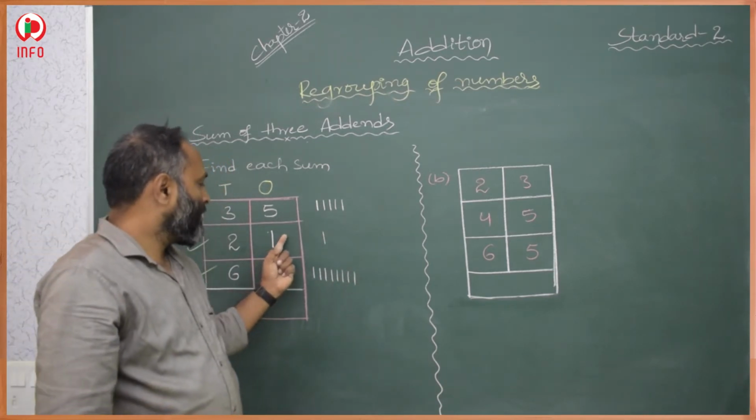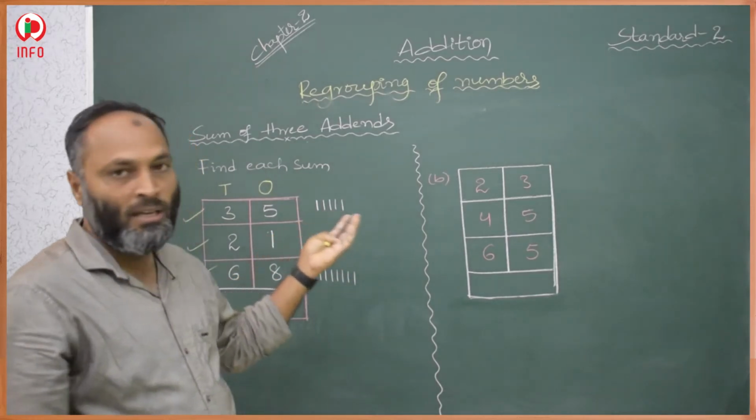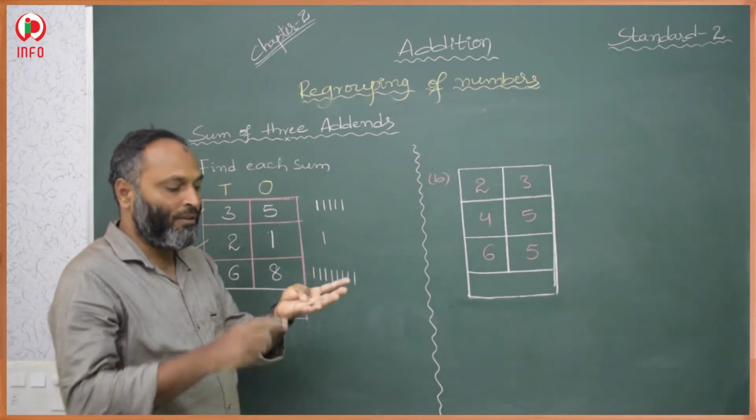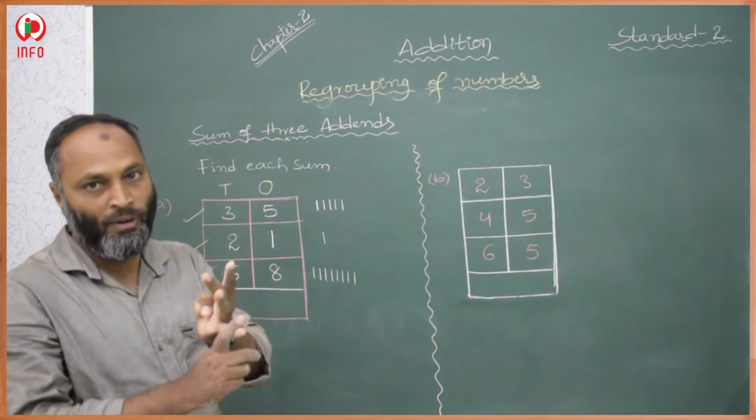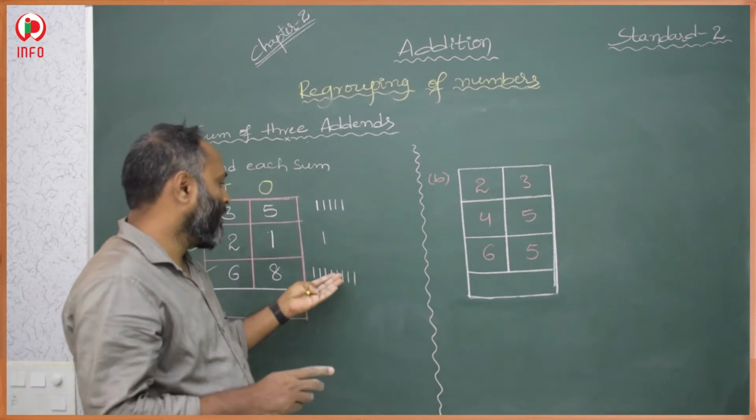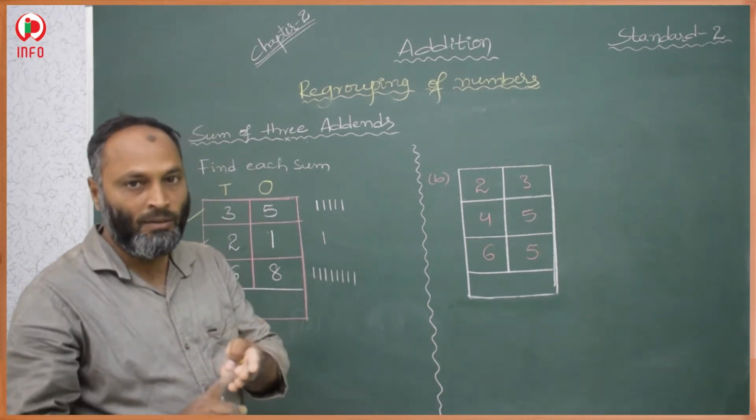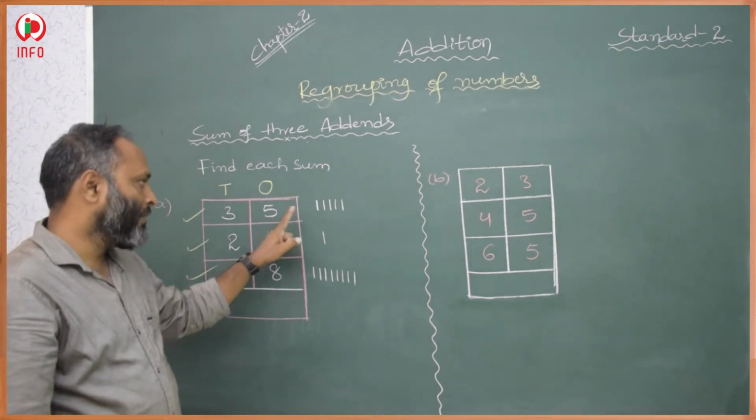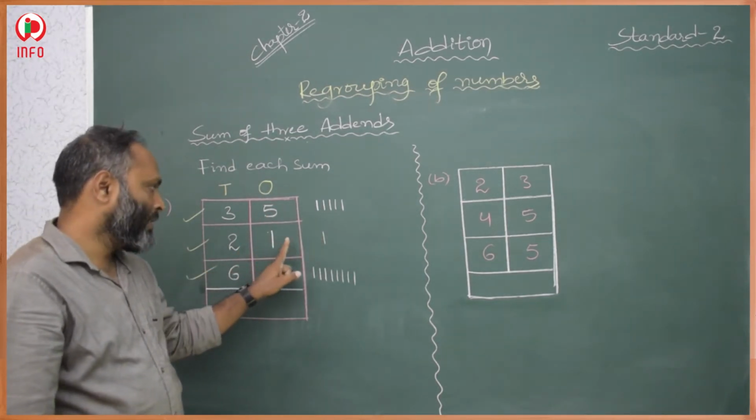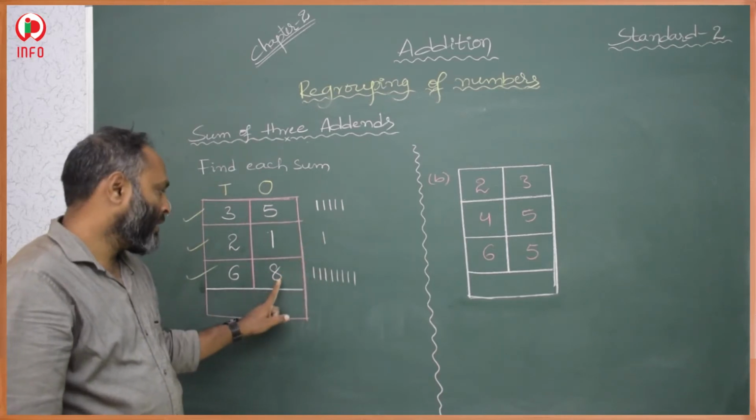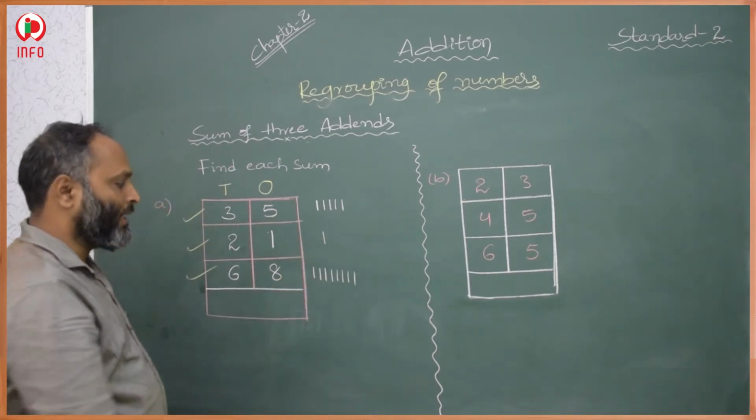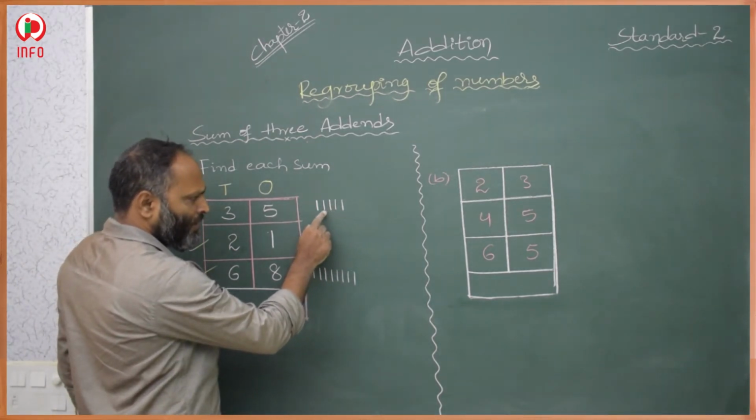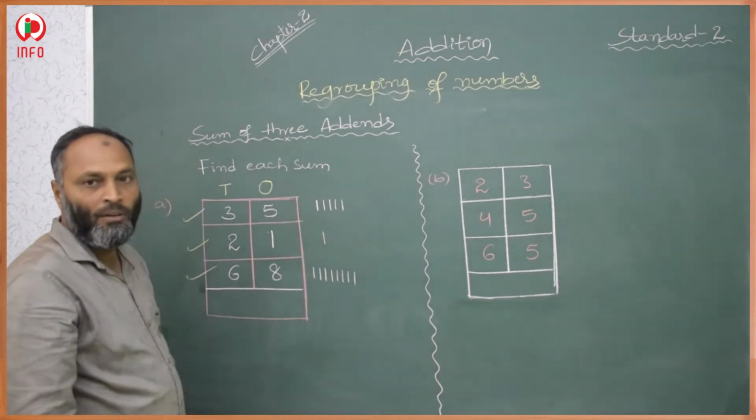You can draw the lines, or otherwise count on your fingers. There are two ways, and that is your wish. If you want to add on fingers, that is your wish. If you are going to use lines, that is also your wish. In the ones place first, 5 is there, draw 5 lines, then 1 line, then 8 lines. Then 8 plus 1, 9, 10, 11, 12, 13, 14, total 14.